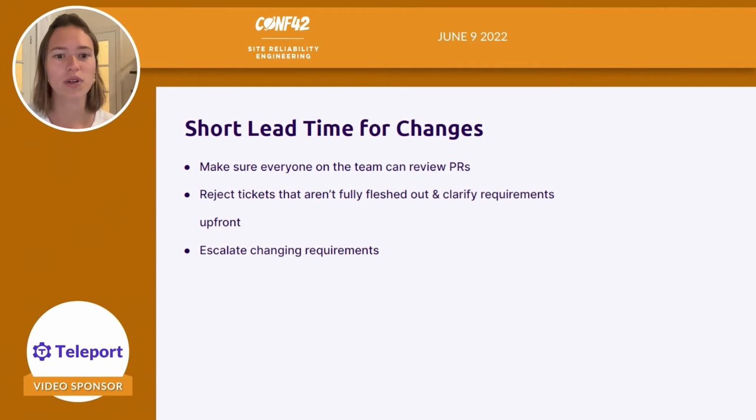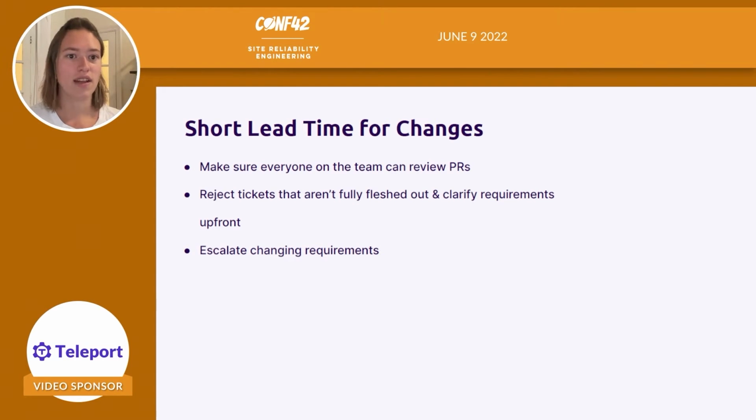So what does short lead time for changes look like? You want to make sure that everyone on your team can review PRs and that there's not bottlenecks waiting on that one person to do the review. You also want to reject tickets that aren't fully fleshed out. So if something doesn't make sense, they're like, oh, we'll get the design mocks to you later, that's going to mean that your ticket's going to be open for a long time. You're going to have merge conflicts. You're going to be going back and forth. It's not worth starting development on it if it's not fully fleshed out and the requirements aren't clear.